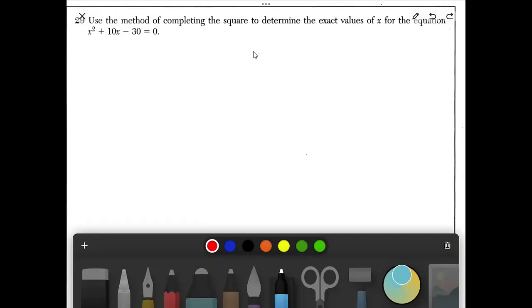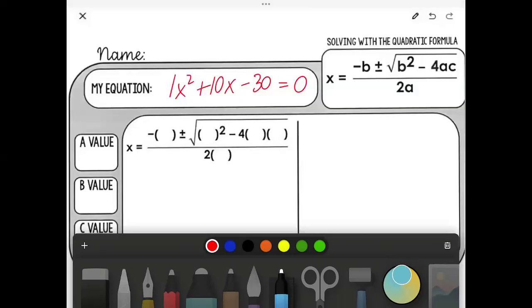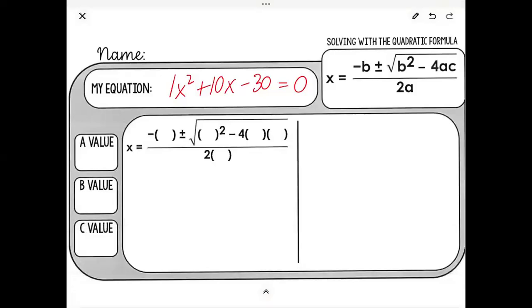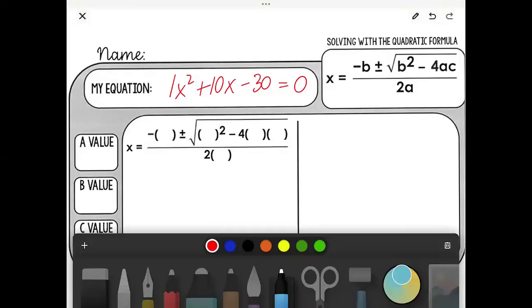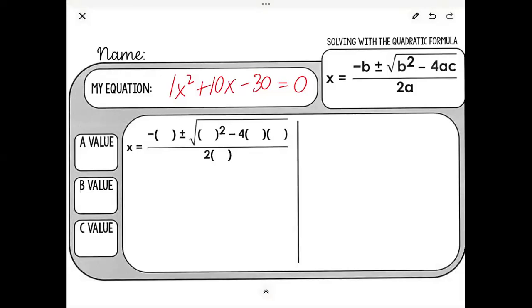So first thing, let me jump into this. I'm going to use this graphical organizer that we were using during the school year. And so there's the equation. Remember, we always start when we're doing the quadratic formula by finding the A, B, and C values. So in this example, the leading coefficient is 1. The middle term is 10. The constant is a negative 30.